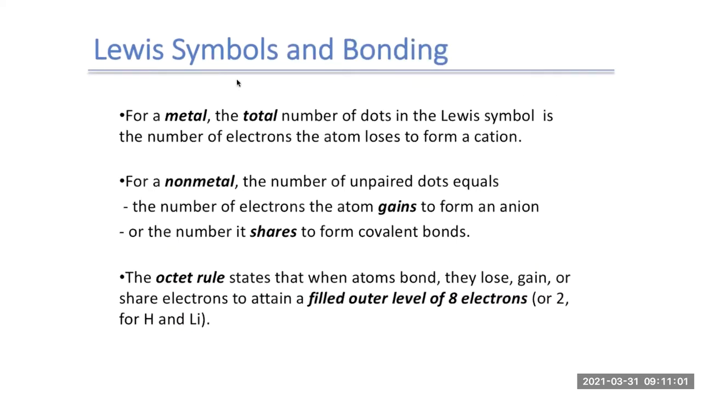And so looking at these Lewis symbols and bonding, for a metal, the total number of dots for the Lewis symbol is the number of electrons the atom will lose to form a cation. So lithium, since it had 1 dot, is going to lose 1 electron to form a lithium cation, plus our electron. Or even magnesium. Magnesium, we drew 2 dots around it. With those 2 dots, we know magnesium will lose those 2 electrons to form a magnesium plus 2 charge.